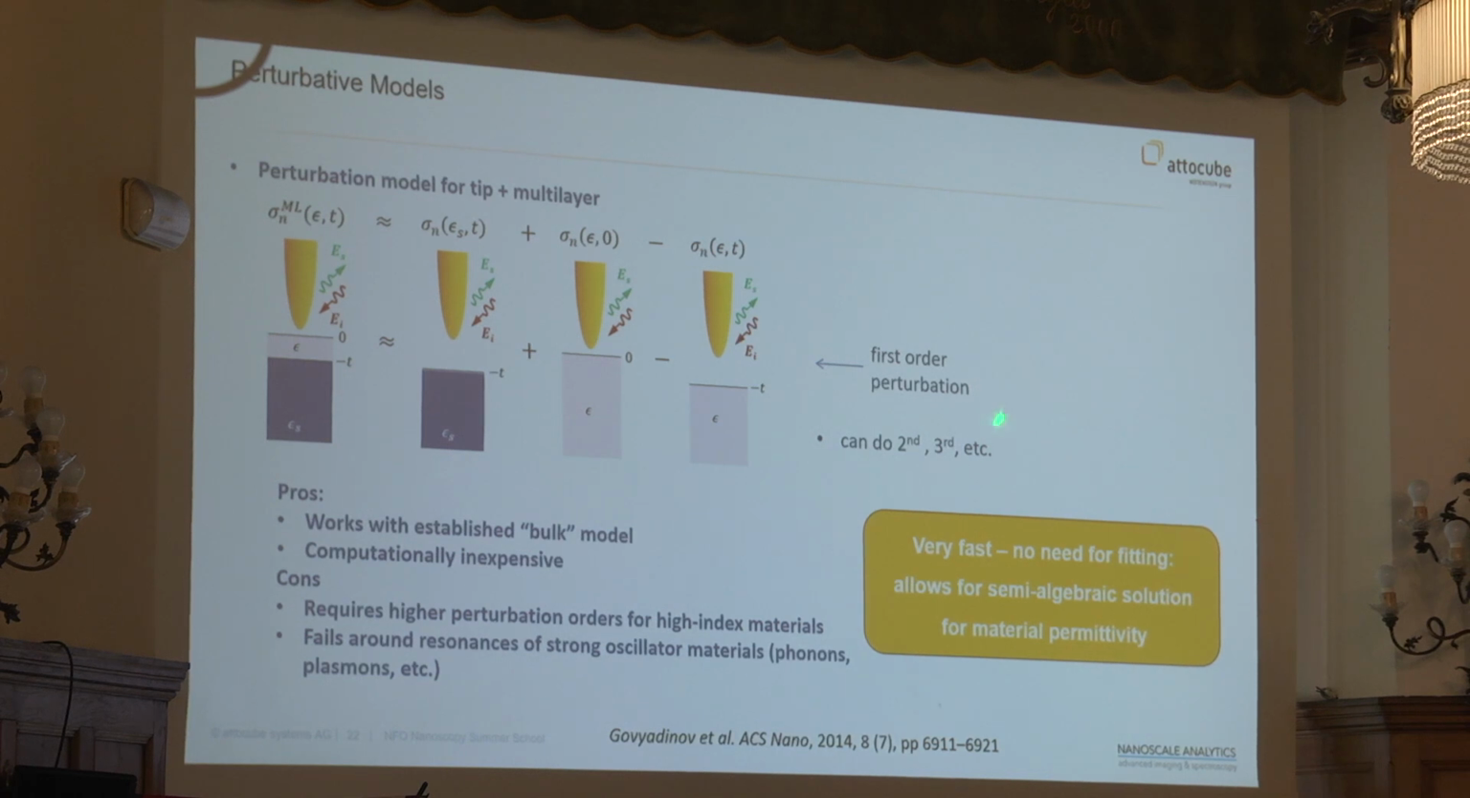You can go to the second order, third order, and so on. The cool thing about it is that you can utilize well-established bulk models and essentially extend them to the multi-layer. There are a couple more advantages, but also certain drawbacks. I doubt that this approach could work for phonons, for example, because the perturbation breaks down there.